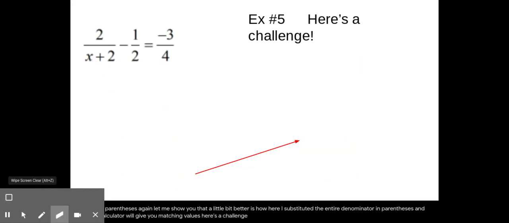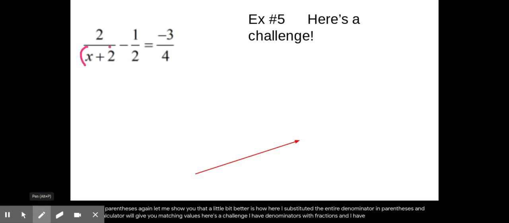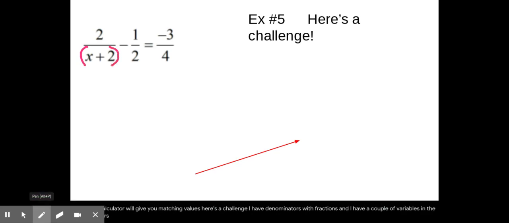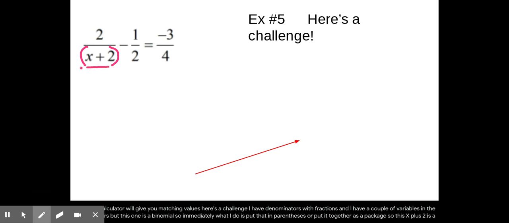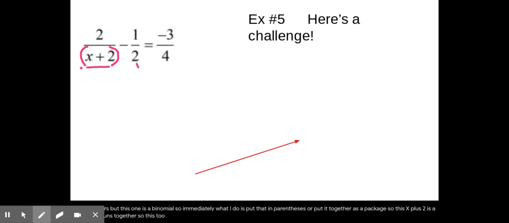Here's a challenge. I have denominators with fractions, and I have a couple of variables in the denominators, but this one is a binomial. So immediately what I do is put that in parentheses or put it together as a package. So this x plus 2 is a package. It runs together. So this 2 has nothing to do with this 2 over here.